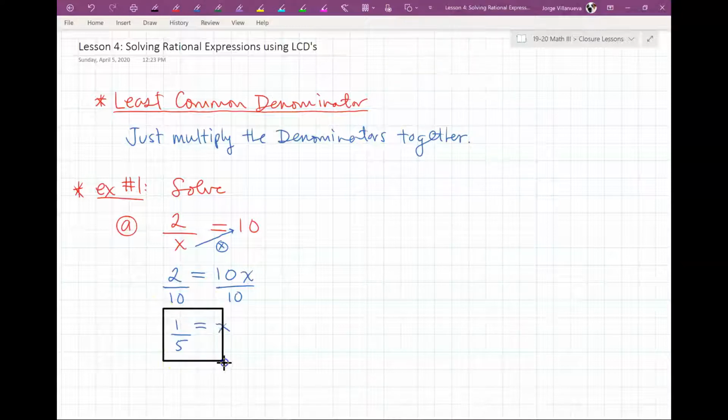It's really quick. Okay, now don't think, oh, this is going to be simple. They are going to get more difficult. But that's the first one: 2 over x equal to 10. You're going to get your x and multiply it to the other side, and then just start solving for your variable.